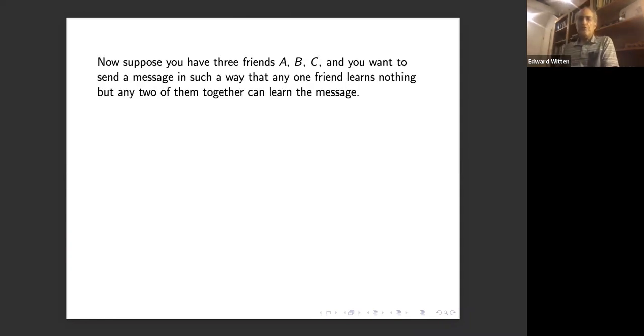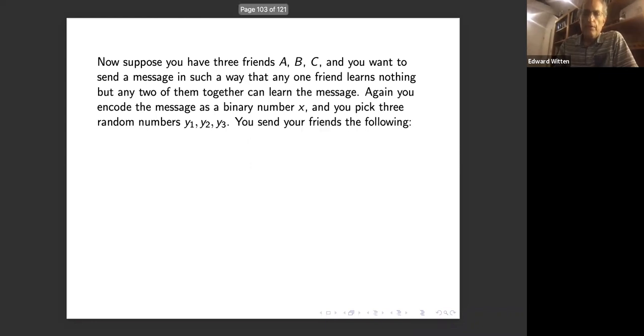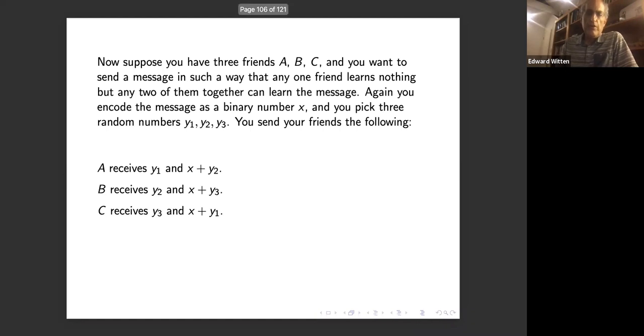Now suppose you have three friends, A, B, and C. You want to send a message in such a way that any one friend learns nothing, but any two of them cooperating can learn the message. Well, again, you encode the message as a binary number X, and you pick three random numbers, Y1, Y2, Y3, with the same number of binary digits as X. You send your friends the following. A receives Y1 and X plus Y2. B receives Y2 and X plus Y3. And C receives Y3 and X plus Y1.